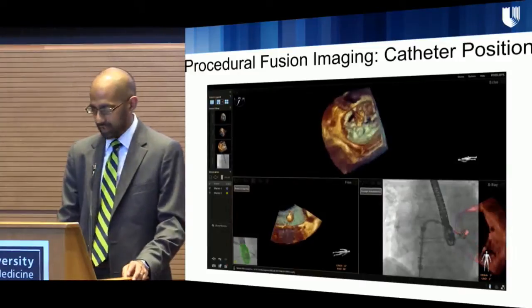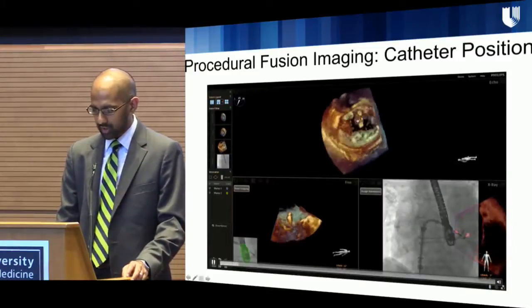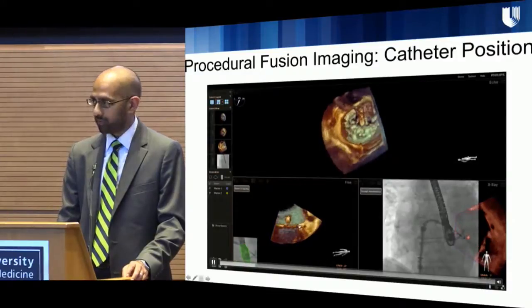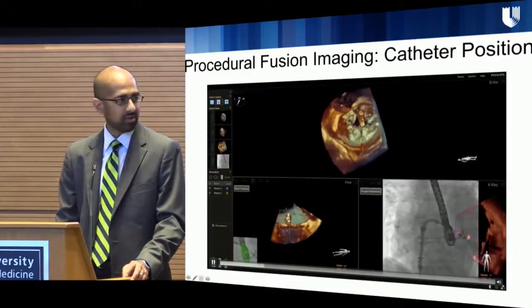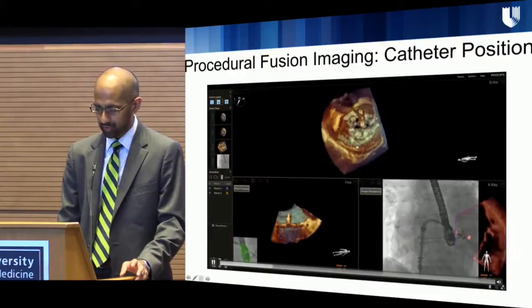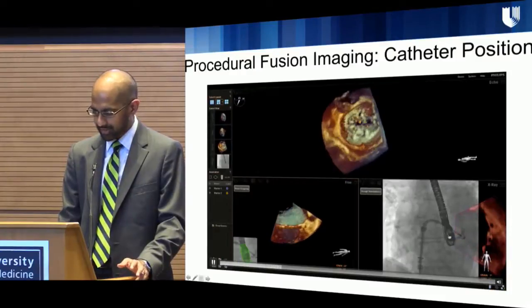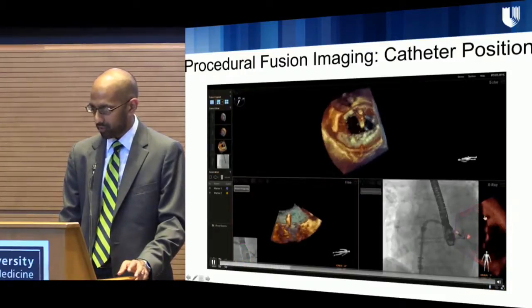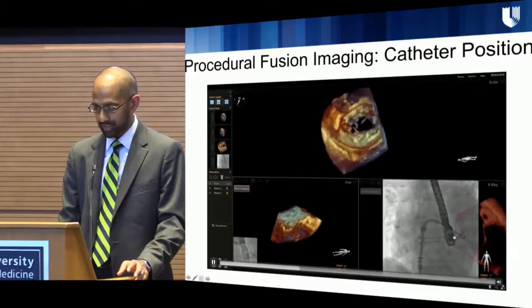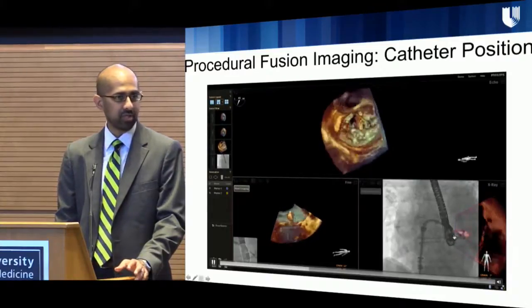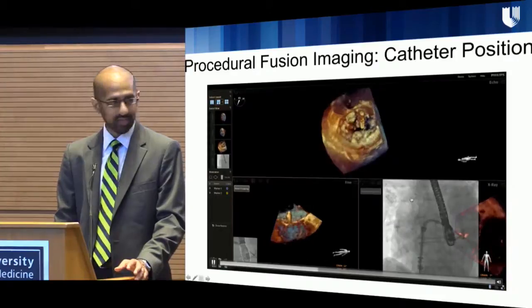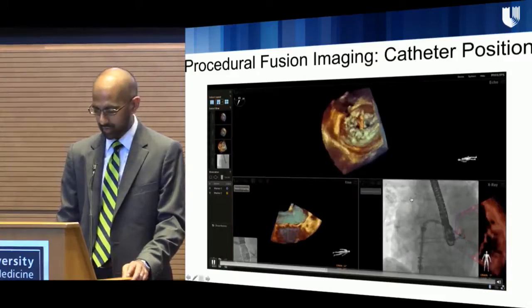But how about a fusion image here? So on the top, here's the live 3D TEE, okay? And then here we have our free view. So we've actually cut into it and turned it on its side. So you have orthogonal 3D views at the same time that you have the echo overlay on the fluoro, so that you can see exactly what you're doing in every dimension that you need to, so you can orient the catheter appropriately to grab the correct leaflets.